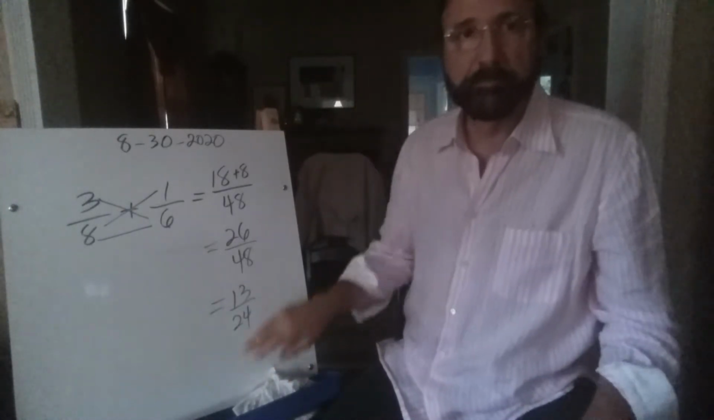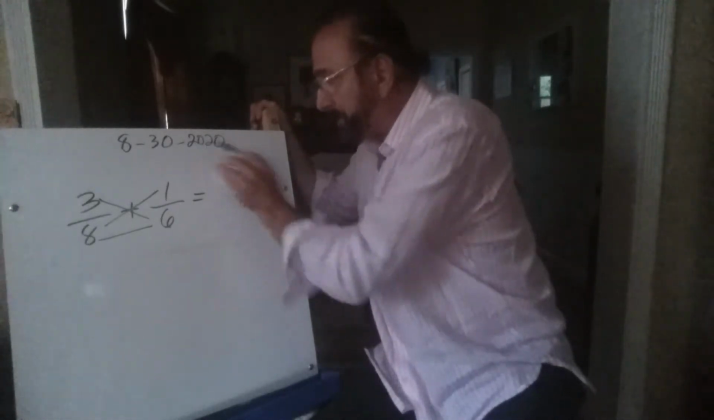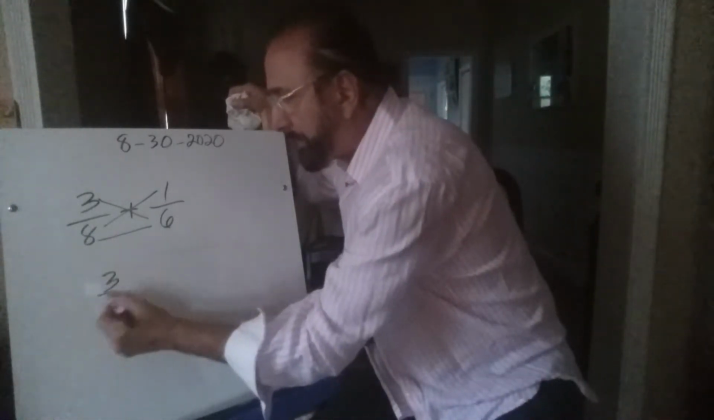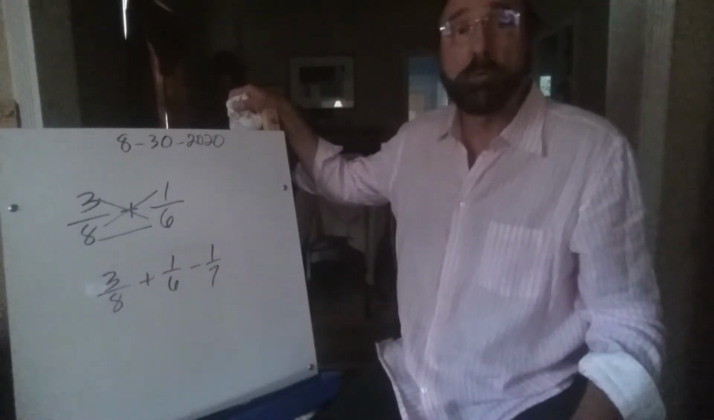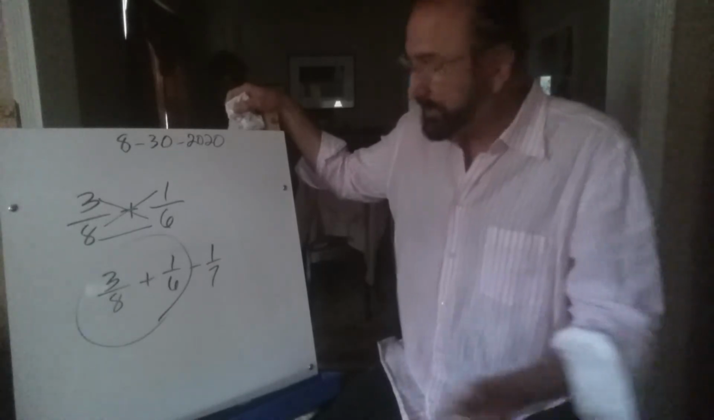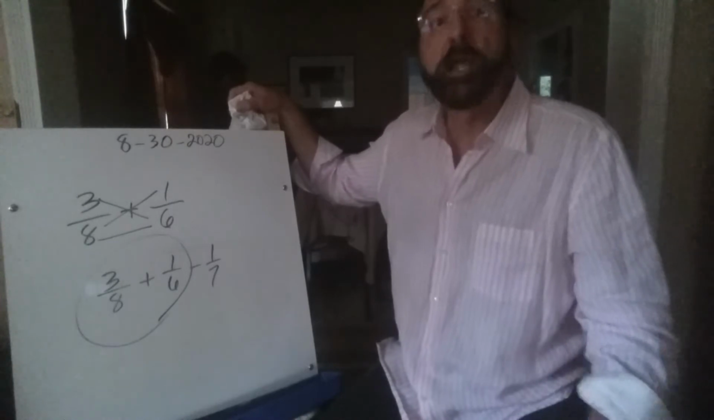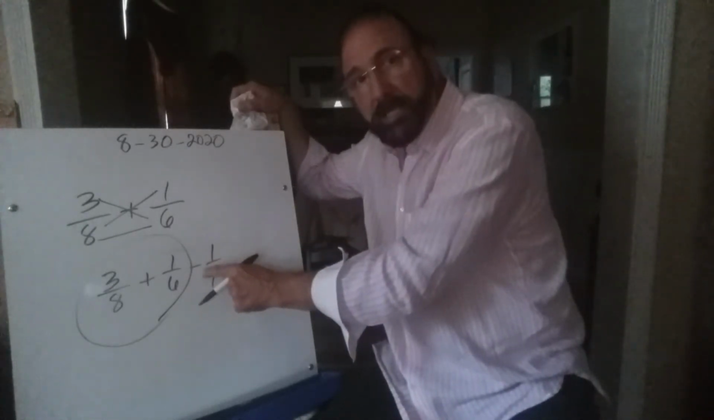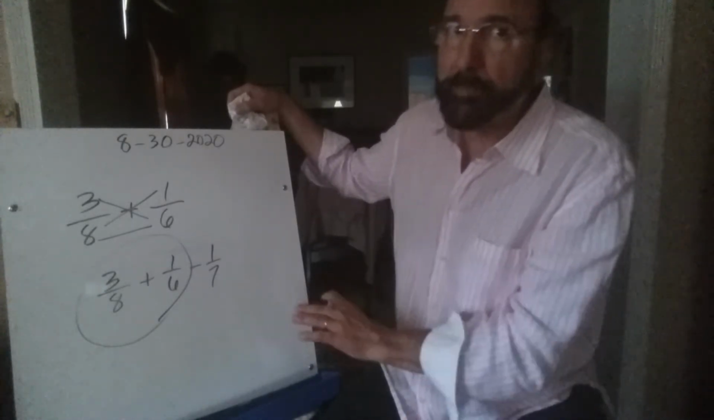Okay, done. Now, what if they give you this, and they will, usually on some standardized test. What if you had 3/8 plus 1/6 minus 1/7? Whoa. Well, we already did this. We already got that answer. Whatever that answer is, you subtract 1/7 from it. Use the flying X again, but remember, this is a minus sign, so you're subtracting instead of adding. Should be able to get that.